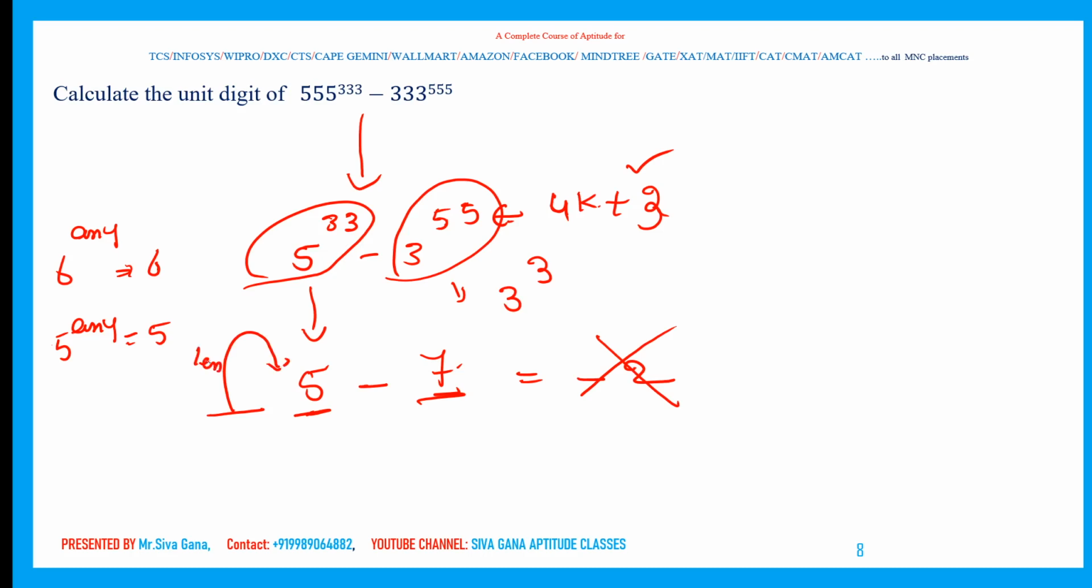Get the borrow from the tens place. It will become 15 minus 7, which is nothing but 8. This is the answer for this question. 15 minus 7, which is 8. Right? You should not write 5 minus 7 as minus 2. Less minus more, you should get the borrow from the tens place, as these are unit digits. That is the reason why.